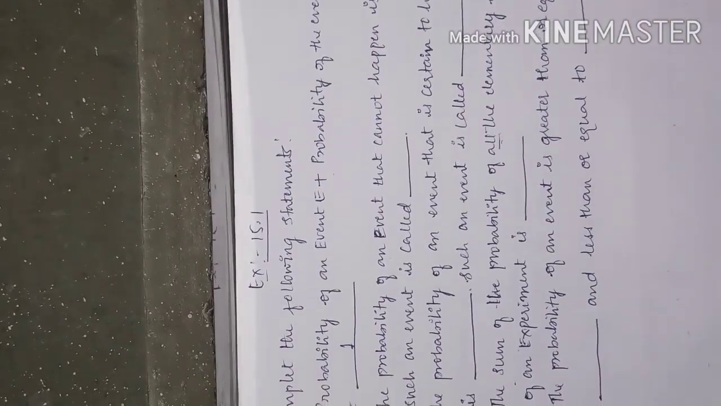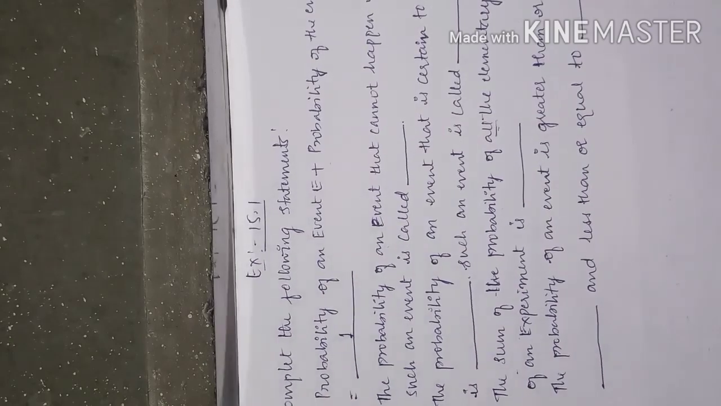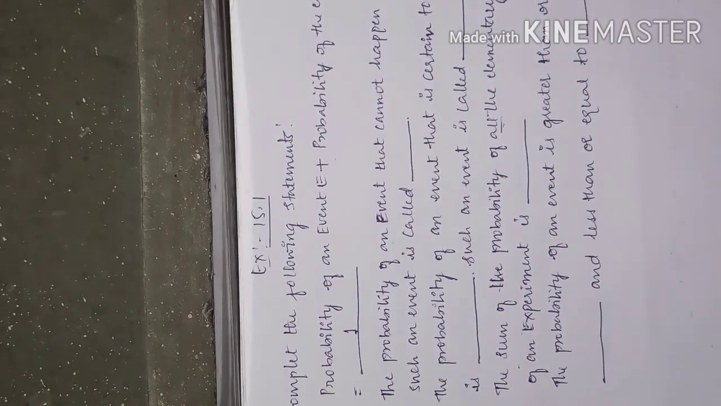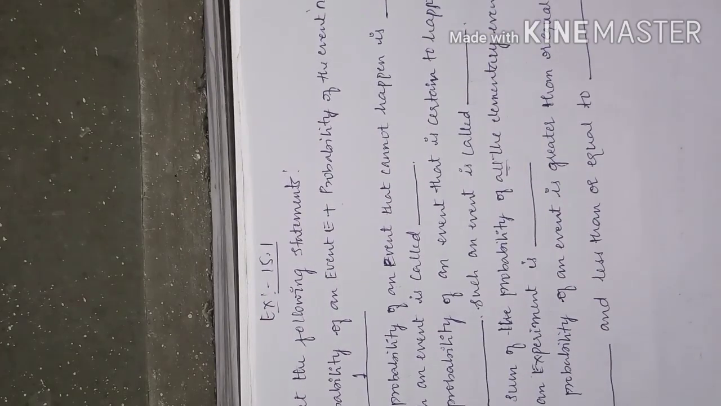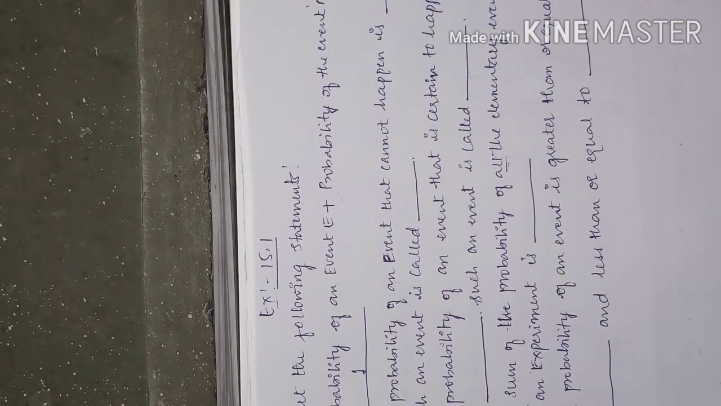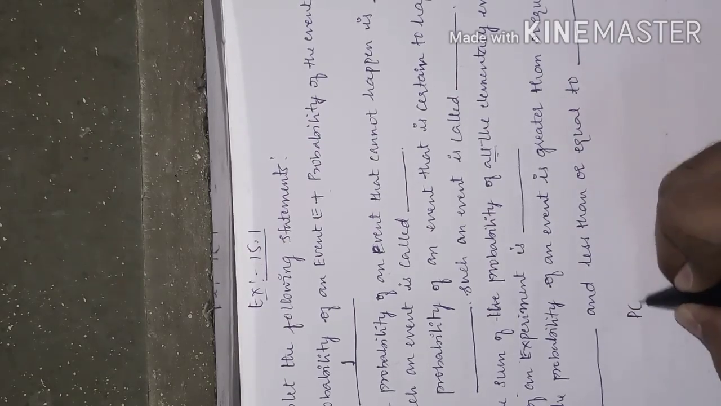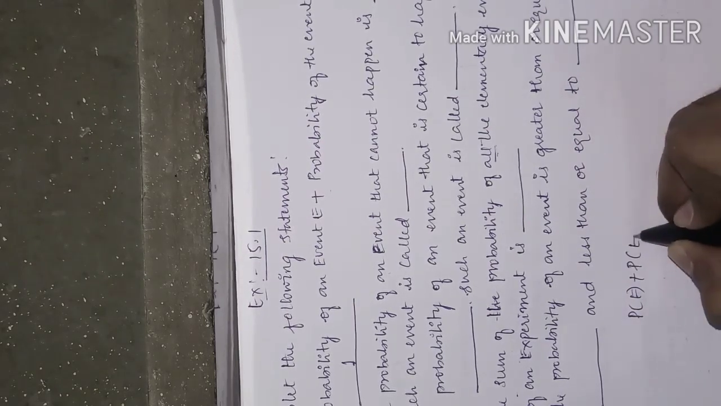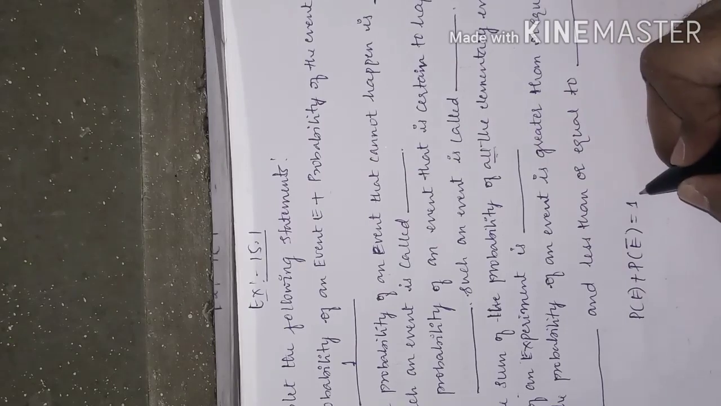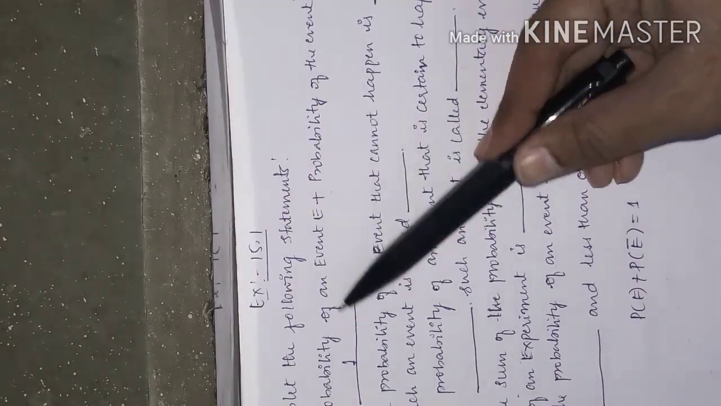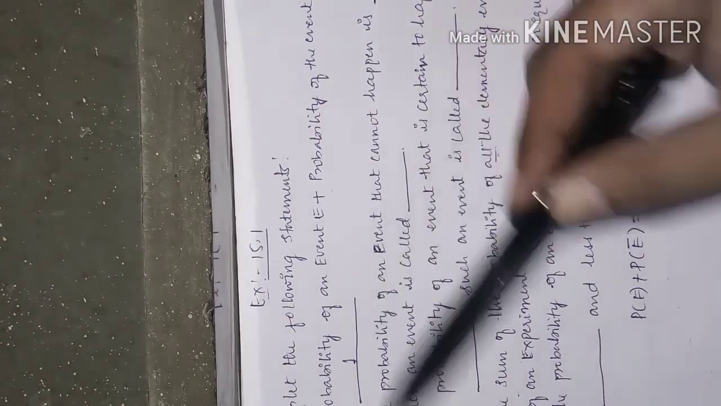Let us start with our exercise of probability. We have only one exercise in this chapter. Complete the following statements. It is like fill in the blanks. Probability of an event E plus probability of the event not E is equal to 1. This was learnt in the introduction part very clearly. I hope you understood the question. I will repeat it once again: probability of an event E plus probability of the event not E is equal to 1.